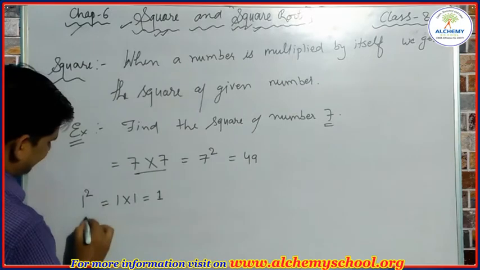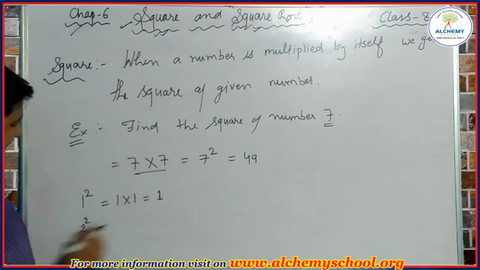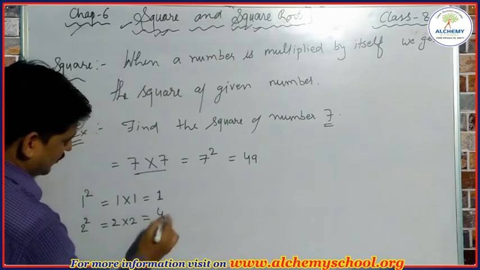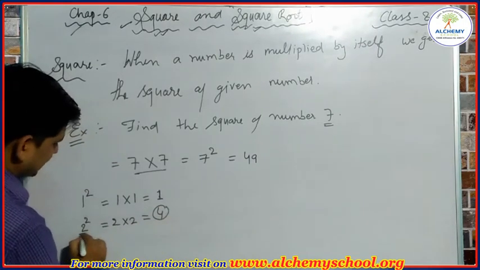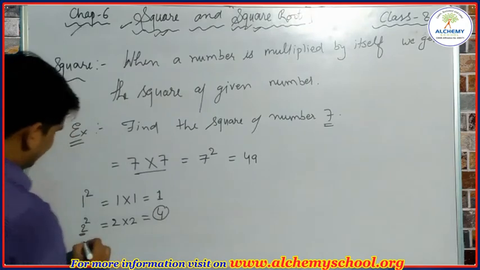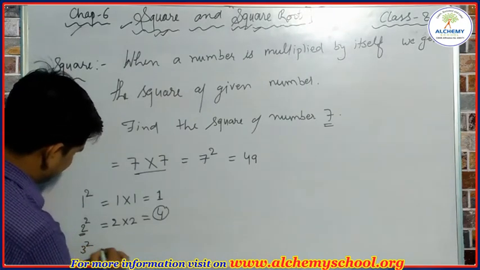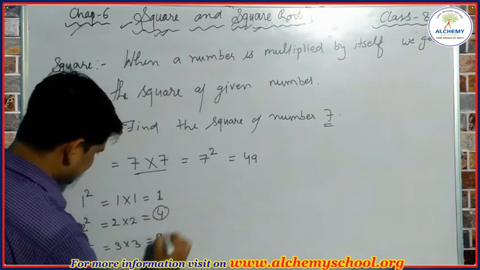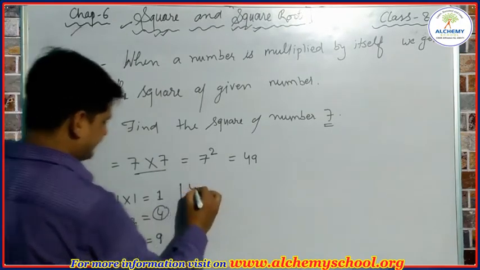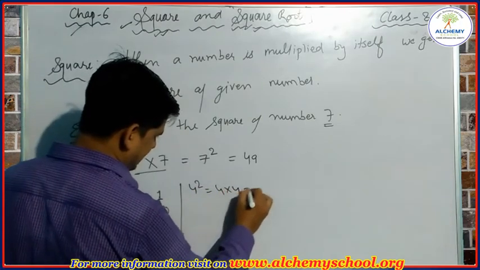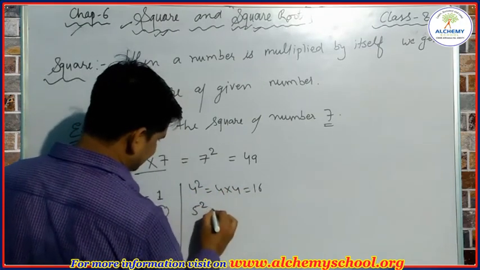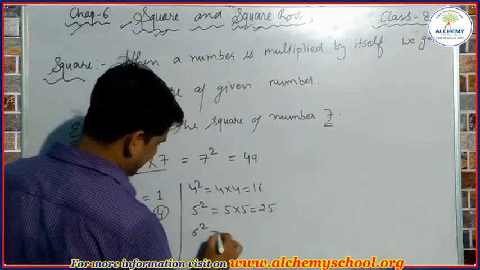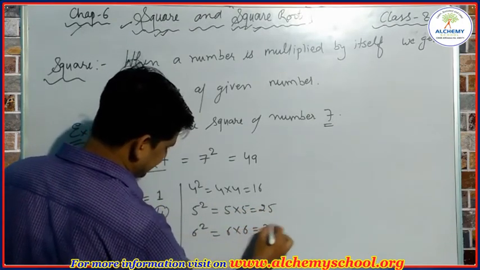The same way if we have number 2 and we are going to find the square of number 2, 2 will be multiplied by 2 and we get the value 4. So this 4 is the square of 2. Okay, so the same way we can find the square of 3 also. 3 is multiplied by 3 and we get here 9. The same way if we have 4, 4 is multiplied by 4, we get here 16. 5 square, 5 is multiplied by 5, we get here 25. 6 square, 6 is multiplied by 6, 36.